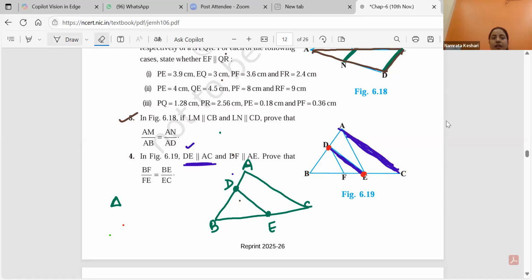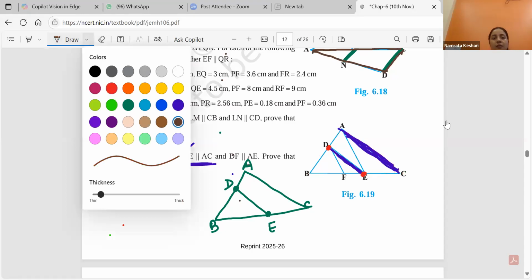Is there any confusion over here while identifying the triangle? Rayan, Inan, Samia.